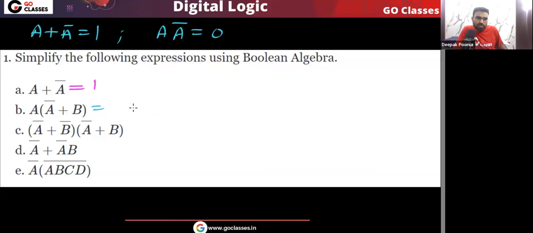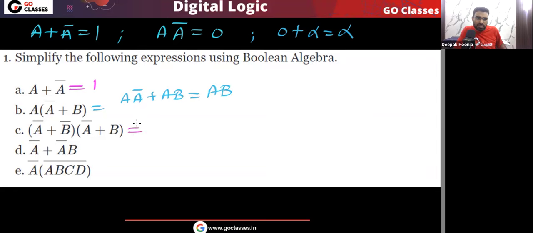Let's see what about option B. You can just apply the distributive property. It will become A bar or AB. We know A bar A is 0. So 0 or AB will be the same as AB. So finally you will get AB. This is the answer for option B.